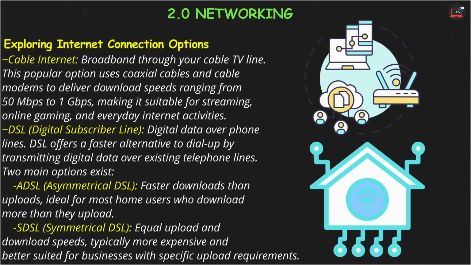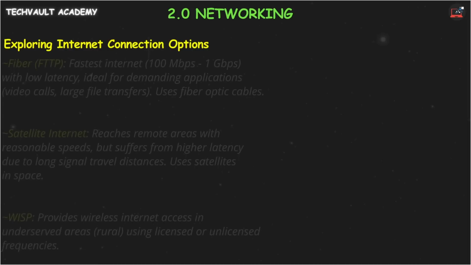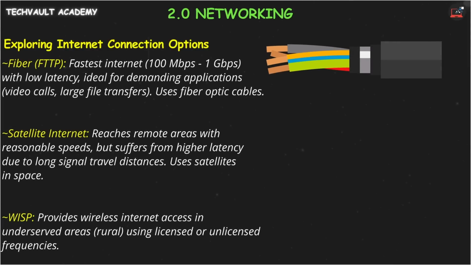Two main options exist: ADSL, asymmetrical DSL, faster downloads than uploads, ideal for most home users who download more than they upload. SDSL, symmetrical DSL, equal upload and download speeds, typically more expensive and better suited for businesses with specific upload requirements. Fiber, FTTP, fiber to the premises, the speed champion.